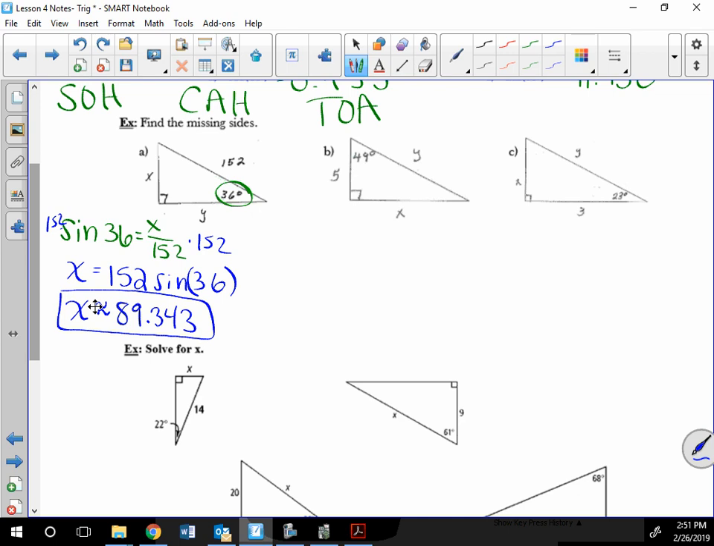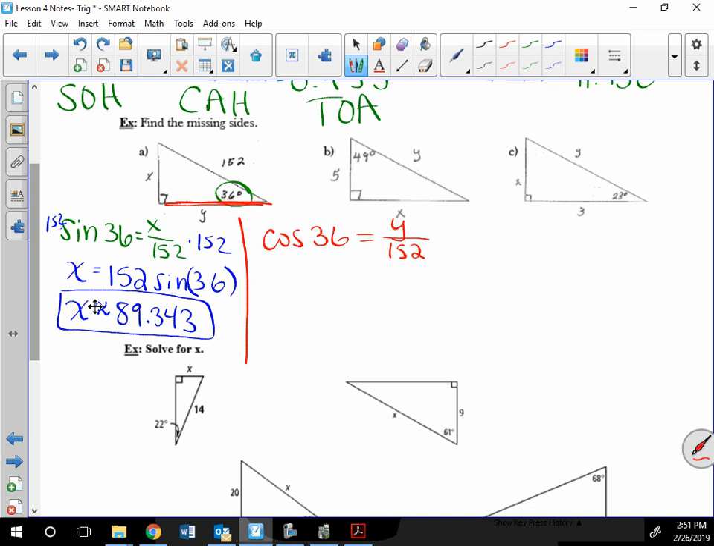Okay. So how do you guys think I'll find y? What trig value should I use? Which trig function? Cosine. Why am I using cosine for y? It's our adjacent. So we don't know our adjacent, but we do know our hypotenuse. What connects the adjacent and hypotenuse? Alright, so I'm going to do that. So cosine of 36, again, I'm still in reference to this angle here. Cosine of 36 equals my adjacent, y, over my hypotenuse, 152.